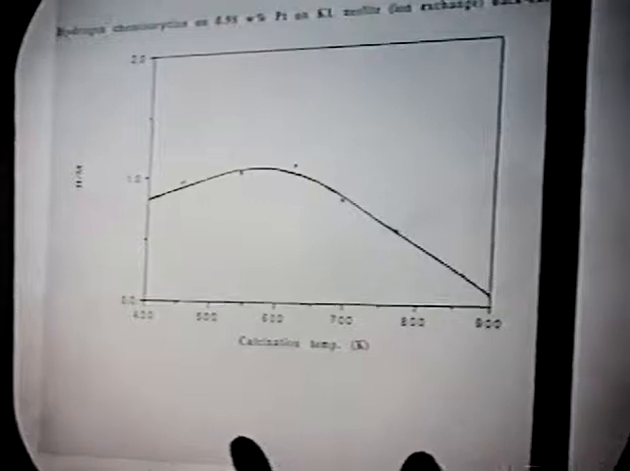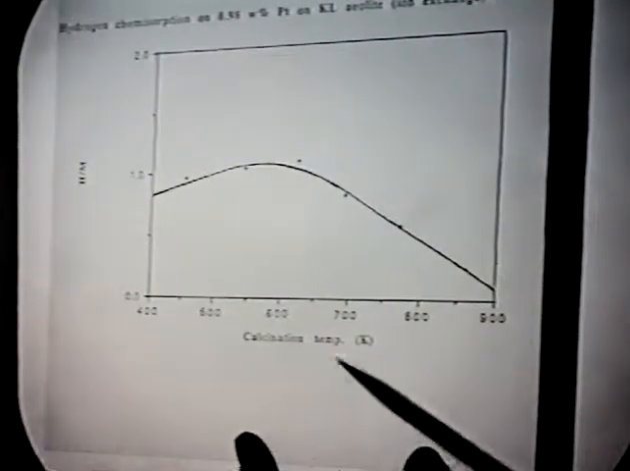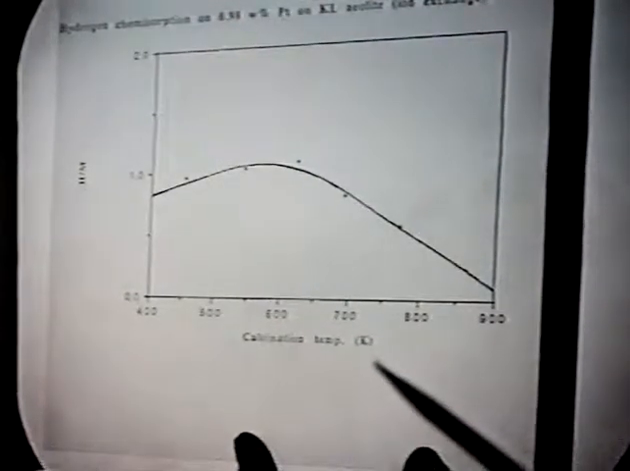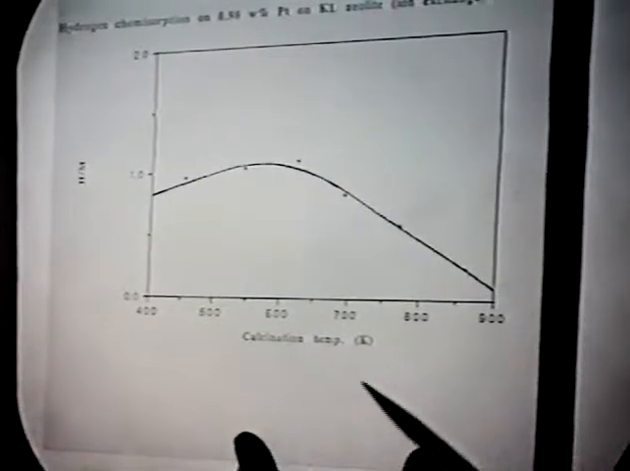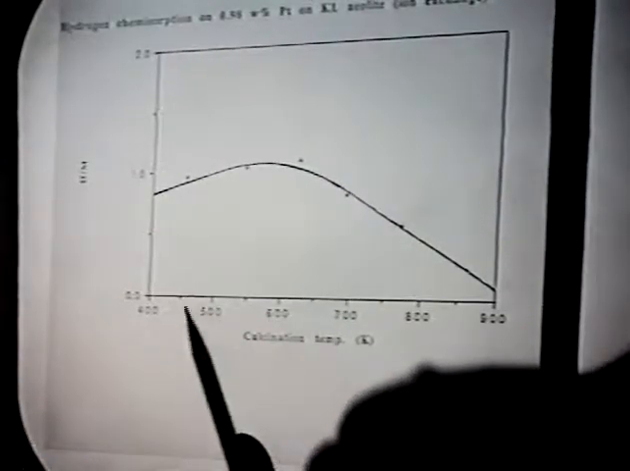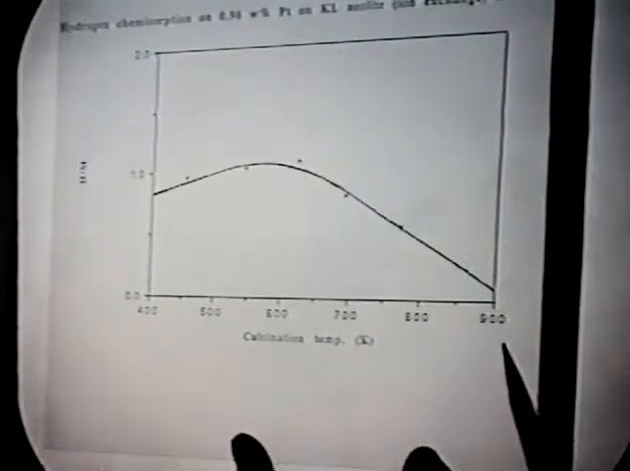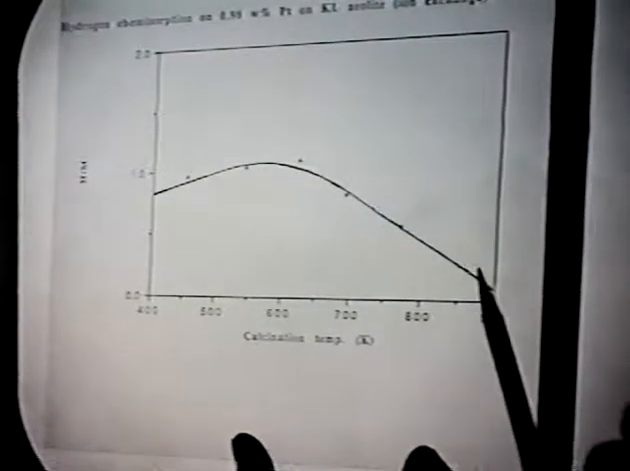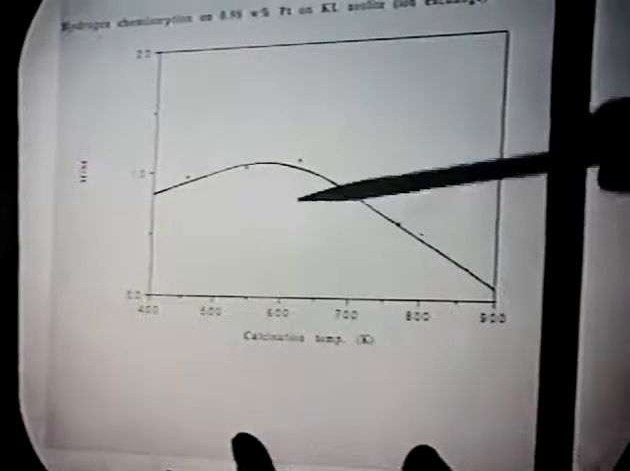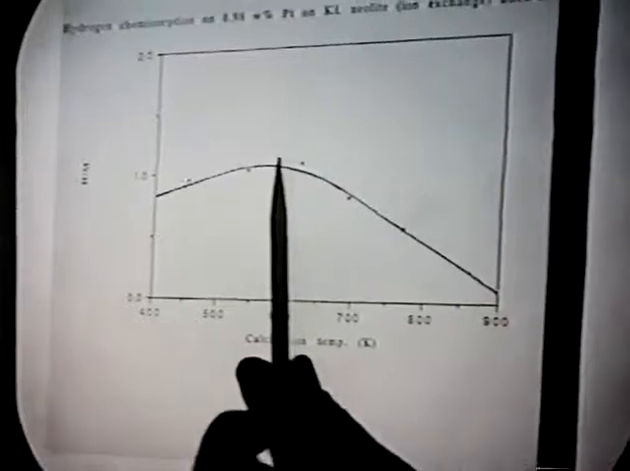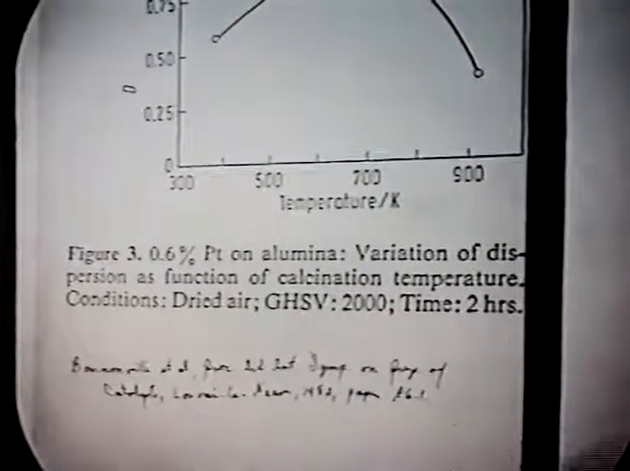And then what you're seeing here is the hydrogen to metal ratio after reduction, which in this case was always done at the same temperature, which I believe was 350. But the calcination was done at different temperatures, from 450 up to about 850. And you can see the dispersion goes to a maximum of about 1. The maximum dispersion occurs at somewhere in the order of 600 degrees Kelvin. Is that unique to the L zeolite? Well, apparently not. Somebody's, of course, done it for alumina, and it doesn't look all that different.